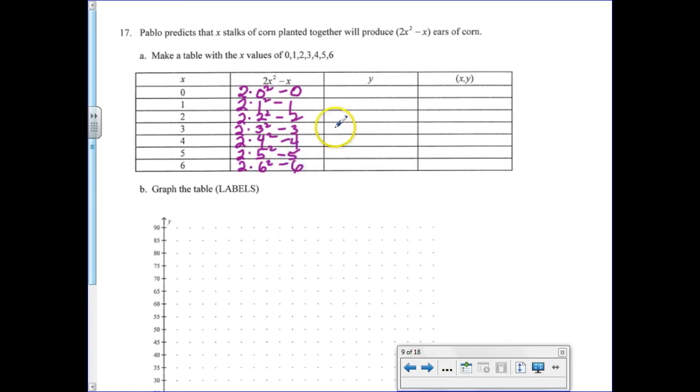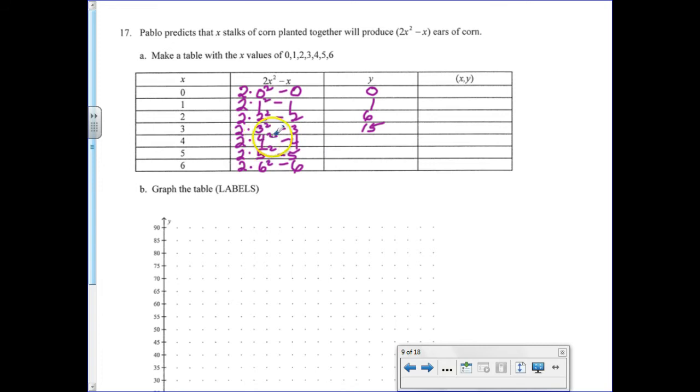All right, now we need to evaluate this. 2 times 0 squared is 0. Minus 0, I get 0. 2 times 1 squared. Well, 1 squared is 1. 2 times 1 is 2. Minus 1, you should get a 1. 2 times 2 squared. 2 squared is 4. 2 times 4 is 8. 8 minus 2 is 6. 3 squared is 9. 2 times 9 is 18. 18 minus 3 is 15.